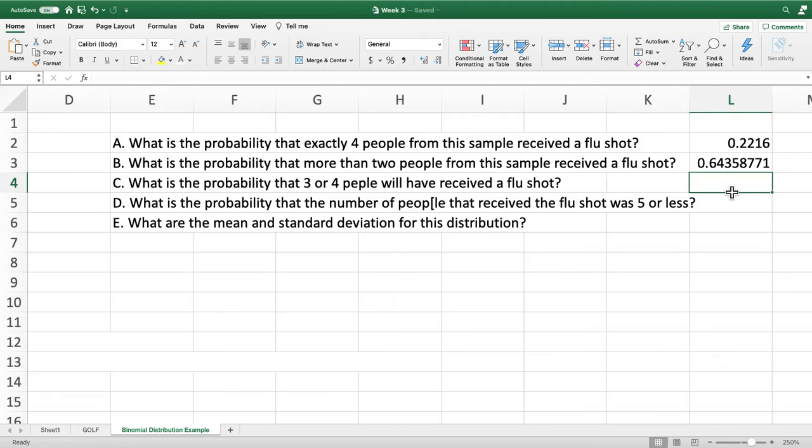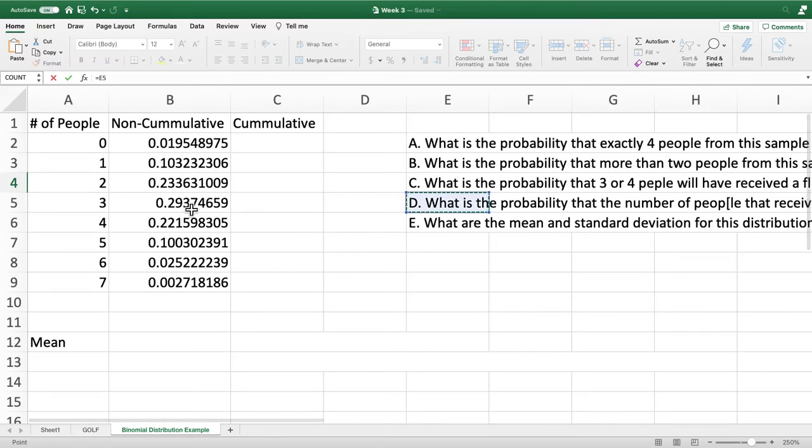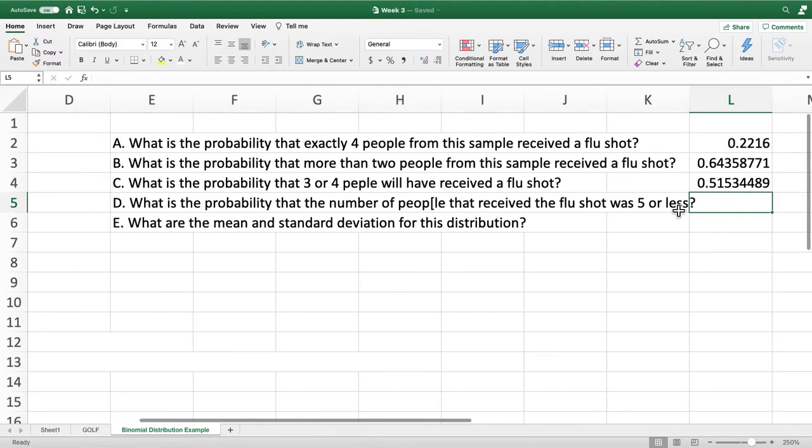What about the probability that we'll get 3 or 4? So that's just adding 3, so B5 plus B6, 3 or 4. About 51%, or 52 if you round it.